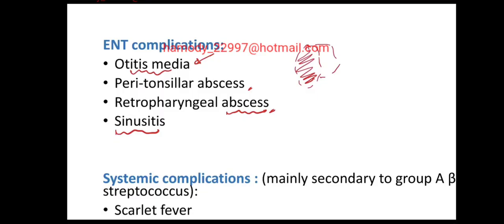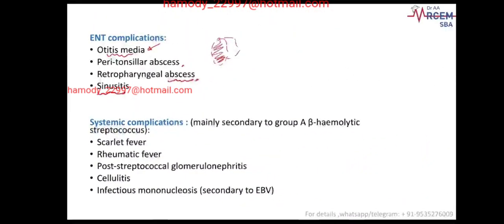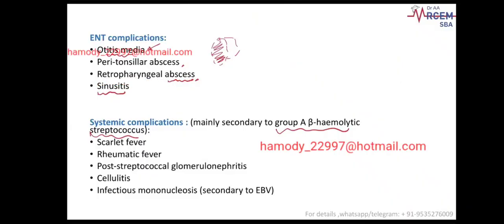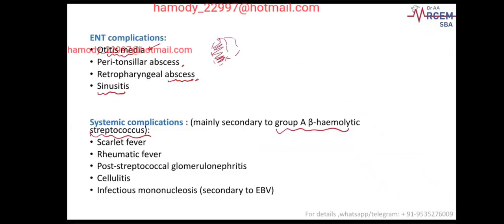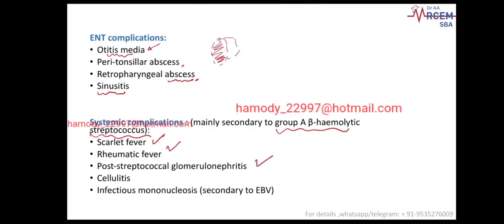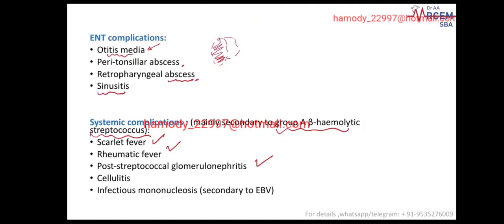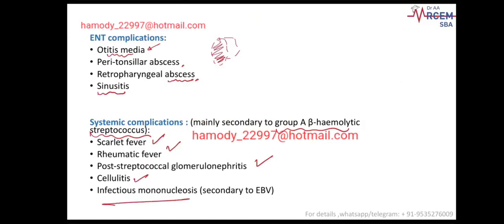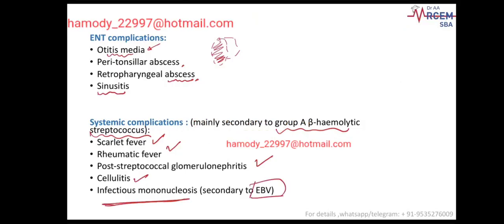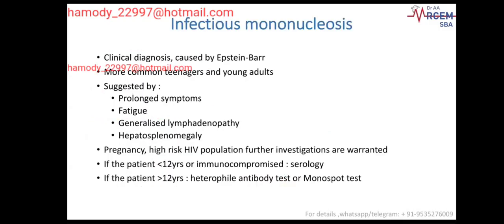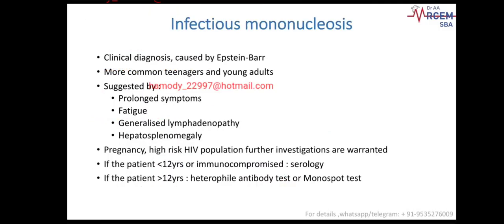Systemic complications are most of the time seen with infection due to group A beta hemolytic streptococcus, which we have already studied in the dermatology chapter. It can cause scarlet fever, rheumatic fever, post-streptococcal glomerulonephritis. It can also cause cellulitis. And infectious mononucleosis is secondary to Epstein-Barr virus infection. So let us see infectious mononucleosis.